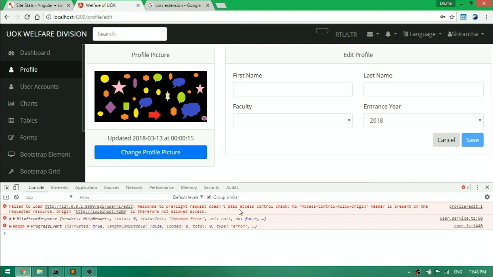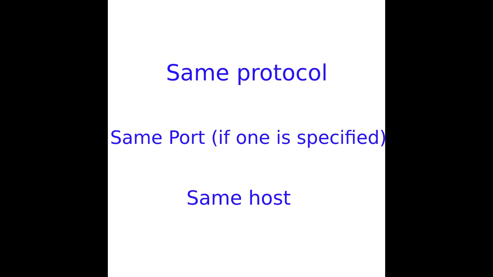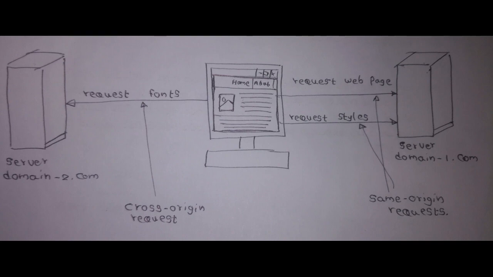If two pages are in the same origin, or domain, the below three factors are the same on those pages. First one is the same protocol. Second one is the same port, if one is specified. Third one is the same host. If two pages are in different origins, or domains, we have to do something to avoid the No Access-Control-Allow-Origin error.